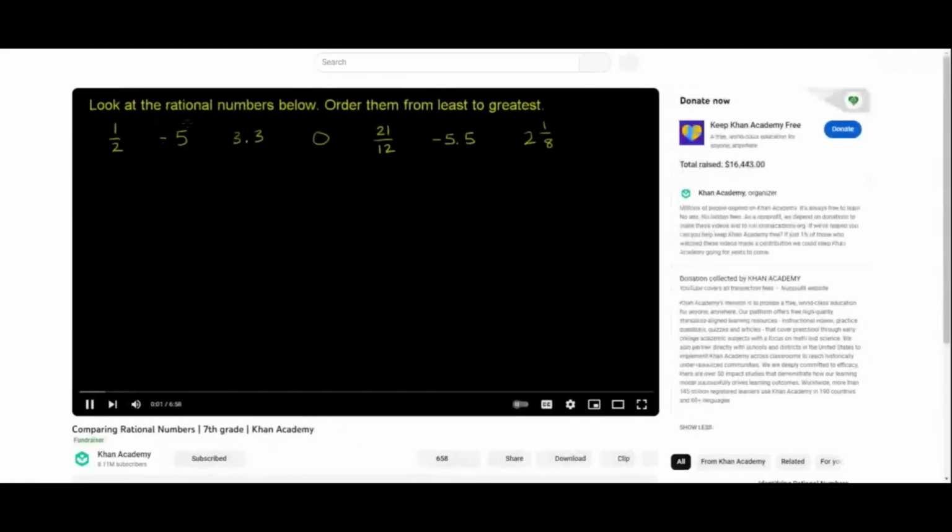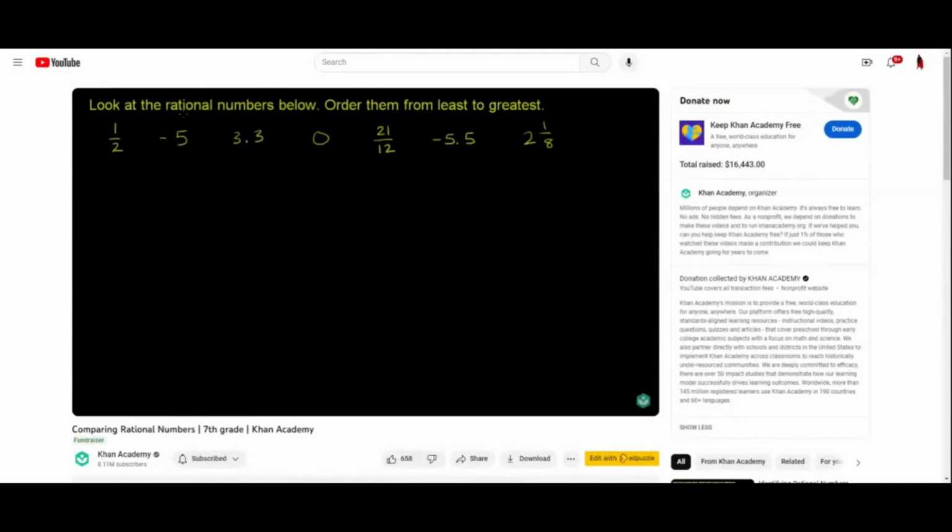We're told to look at the rational numbers below and order them from least to greatest. They really didn't have to tell us this first sentence. I would have known to look at the rational numbers to order them from least to greatest. Well, anyway, they tell us 1/2, negative 5, 3.3, 0, 21/12, negative 5.5, and 2 1/8.